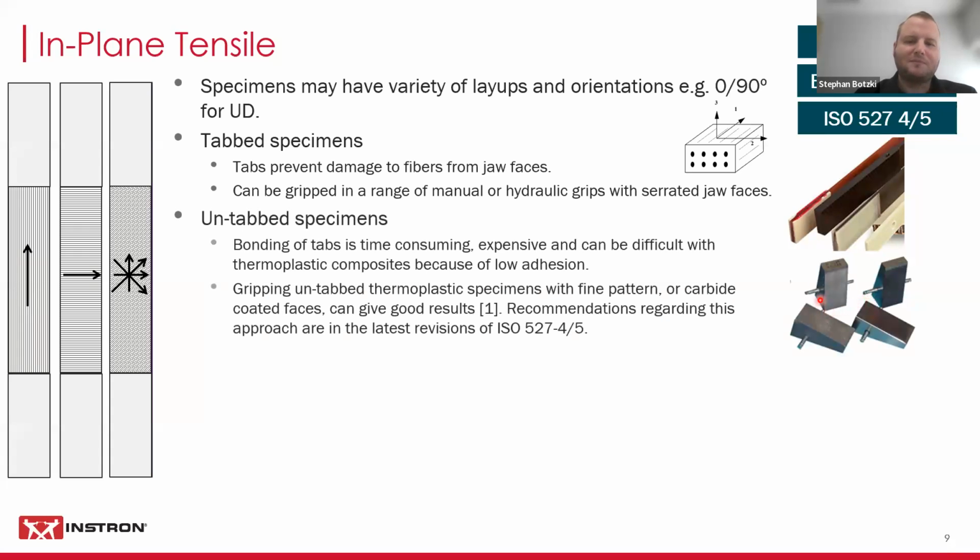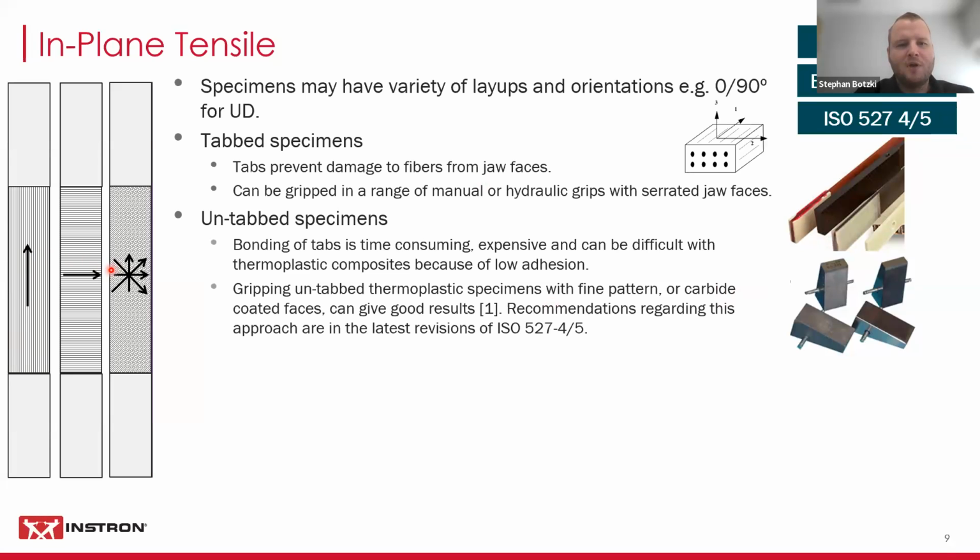Now, obviously, adding tabs, which also has to be done very, very precisely, is going to be very time consuming for you, and it's also going to add costs to your testing, and it can also be very difficult. For example, if you're using thermoplastic as your matrix material, then those usually have very low adhesion qualities. So it's either not going to be possible or going to be very, very challenging to bond tabs to your specimens. Then you have to grip those specimens without tabs, which again, we know can initiate damage in your coupon, and it's going to be even harder to get a good break somewhere in the gauge section.